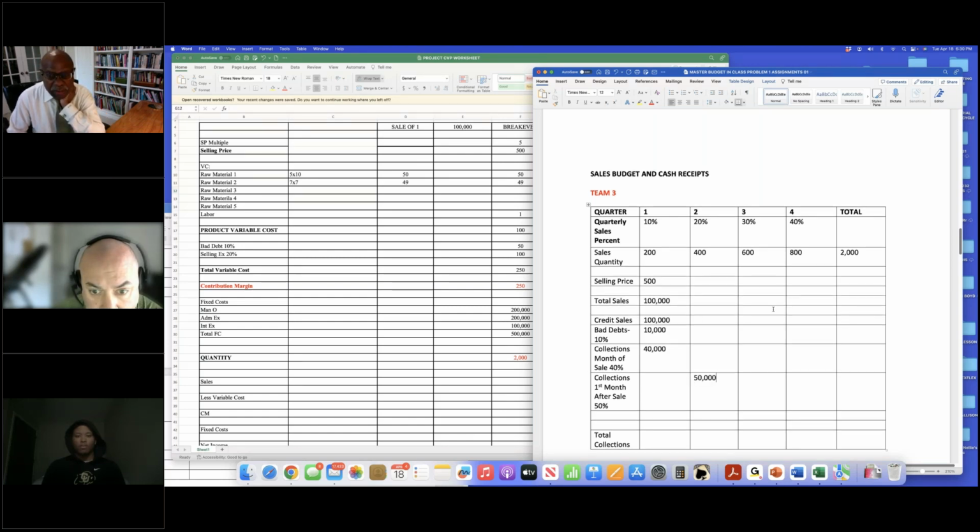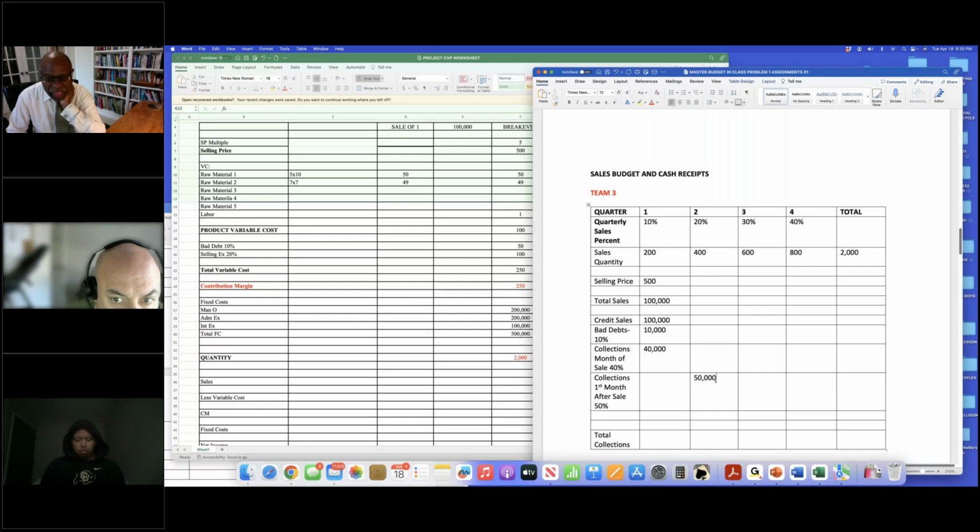So once again, let's see what's happening. We sold 200, selling price 500, 100,000, all credit sales. 10% we're not collecting at all. In this quarter, we're getting 40,000, and then in the next quarter, we're getting 50,000. Any questions?